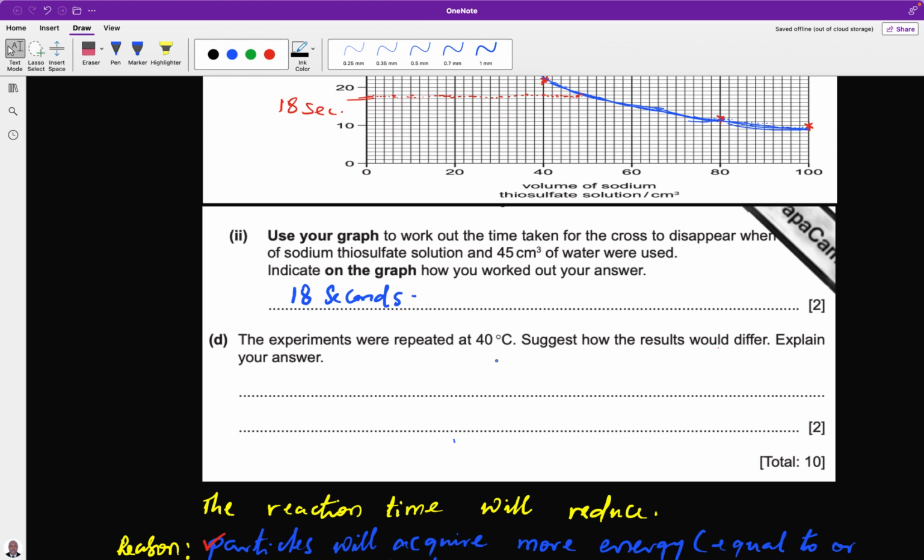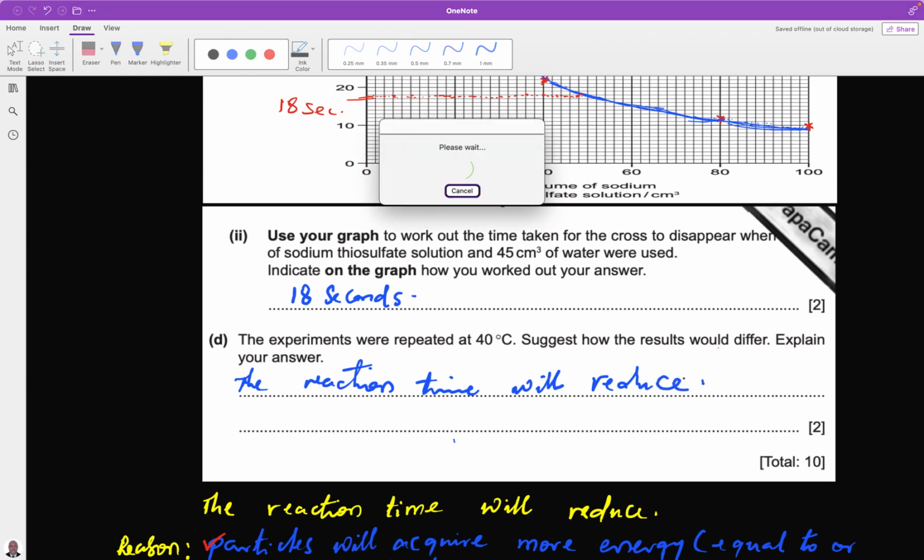At a higher temperature, the reaction time will reduce.